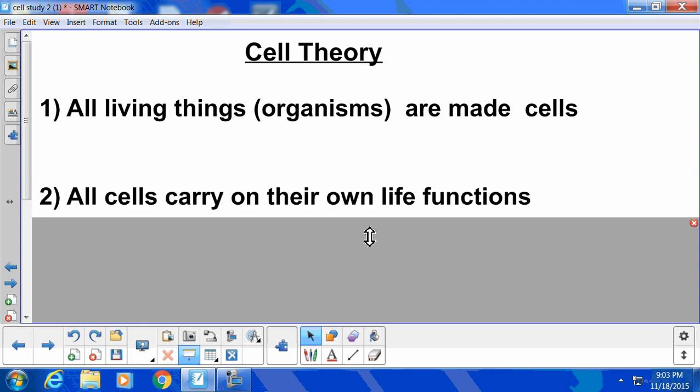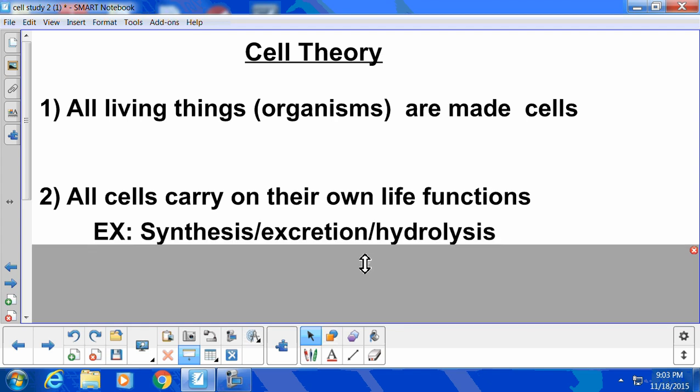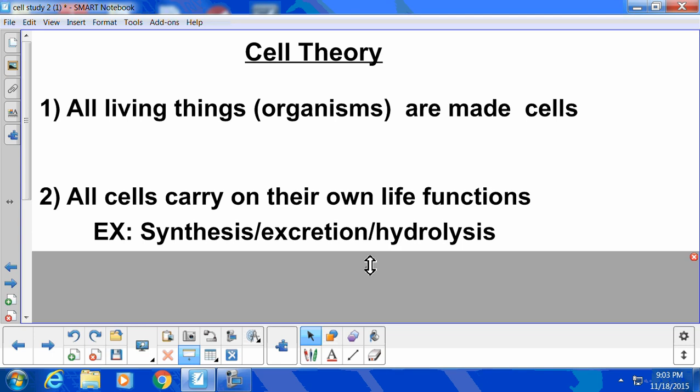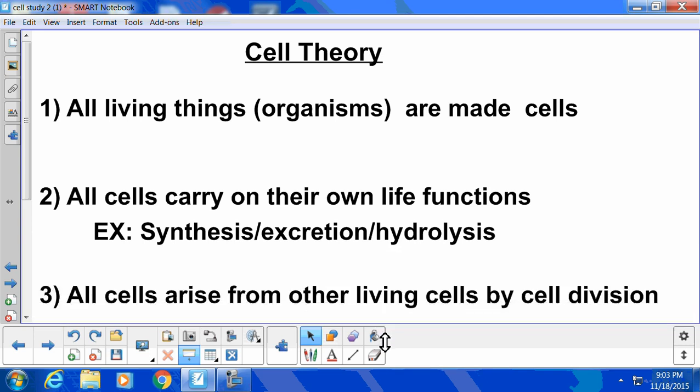Think back to life functions like excretion, synthesis, hydrolysis. Every cell does these chemical reactions, and that's how the organism stays alive. If the cell doesn't do that, then the cell will die and the organism could die. And the last statement that makes up the third part of the cell theory is: all cells arise from other living cells by cell division.